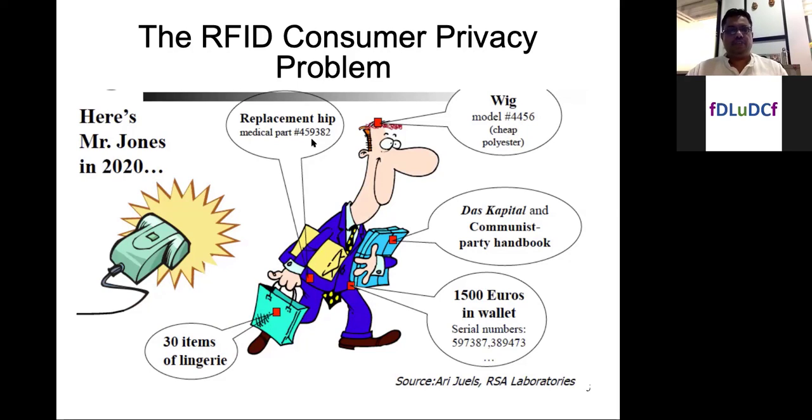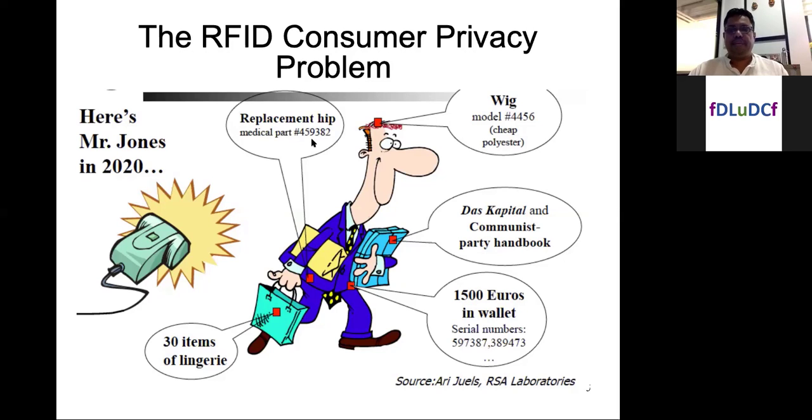For example, RSA Laboratories has published this picture, and they are concerned about user privacy. In the future, most goods will be tagged using RFIDs or QR codes and things like that. Let's say somebody, Mr. Jones, buys a wine, and it is tagged with an RFID tag. While buying it, assume he paid using his credit card.